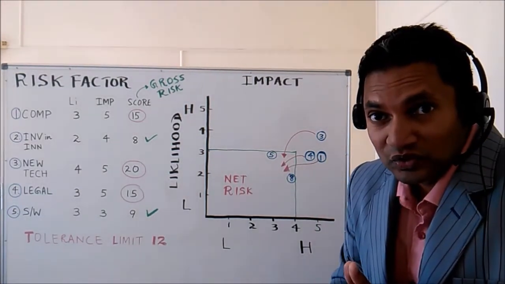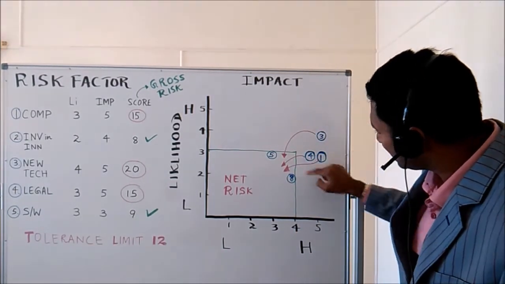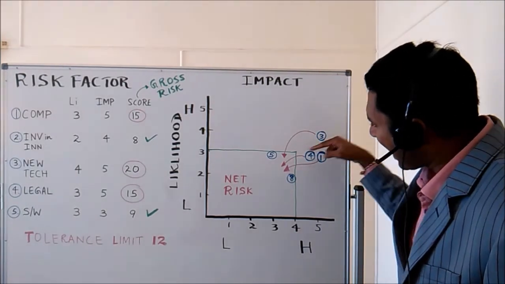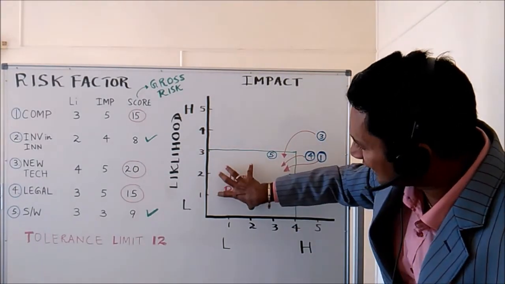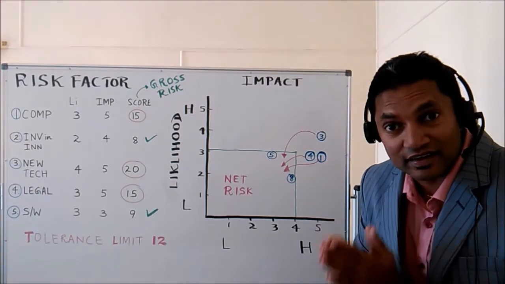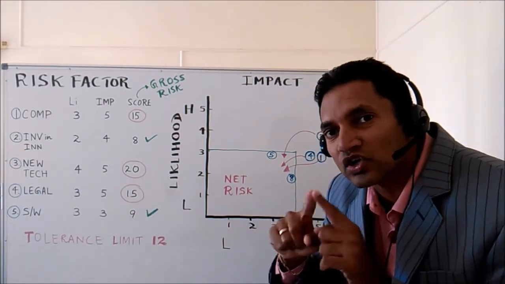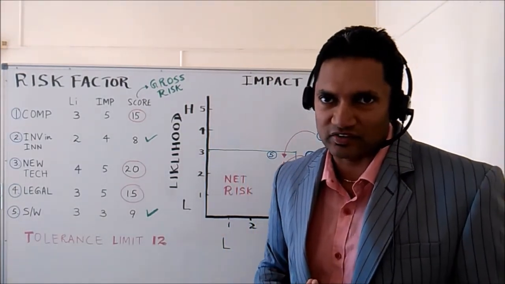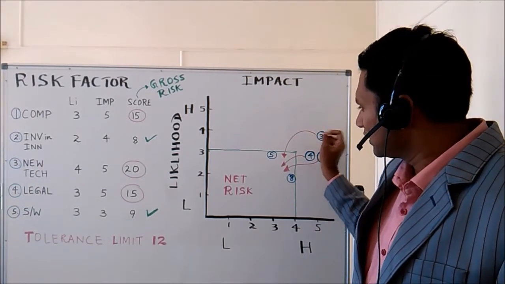So now you need to develop a strategy to manage the gross risk of these 3, and convert it within our tolerance limit and get into our net risk situation. What is net risk? The risk after treatment and the risk within our tolerance limit. Now, how do we manage this risk? You need to develop strategy to push the gross risk to net risk.